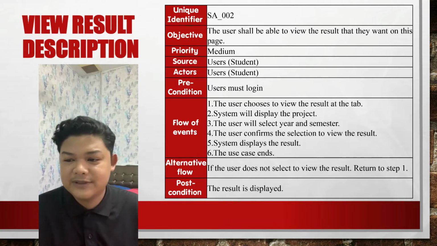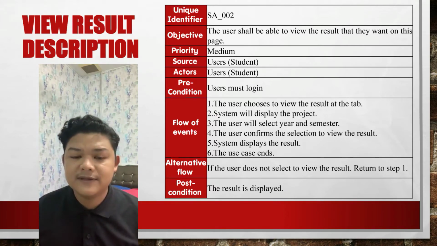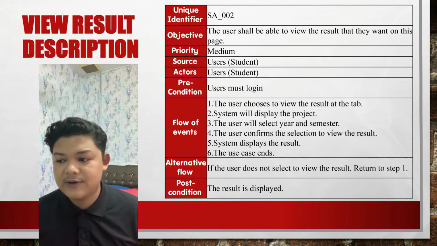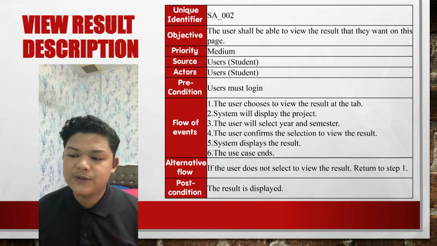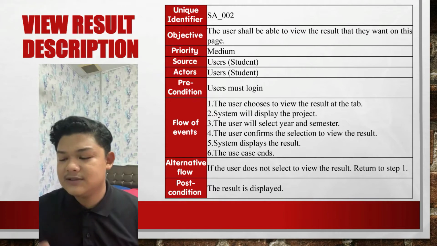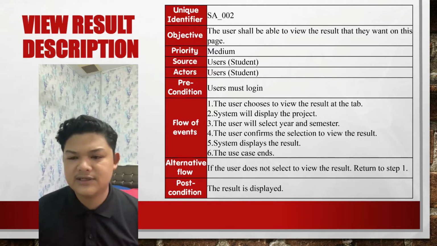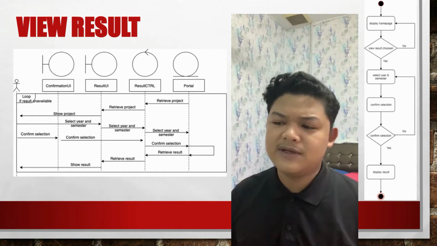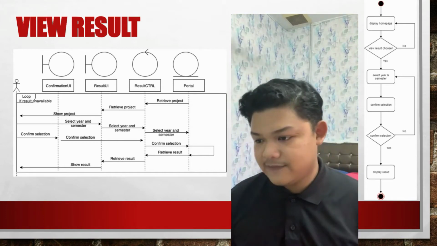Okay, next we go to the view result description, the second use case. For this use case, the objective is the user shall be able to view the result that they want on this page. And the priority we set for this use case is medium, because as you can see, there's only one source, which is student, and there's only one actor involved, users. Actually, the one user is actually the student, because only the student needs to view their result. And the precondition before they enter this use case is the user or student must log in with their ID and password.